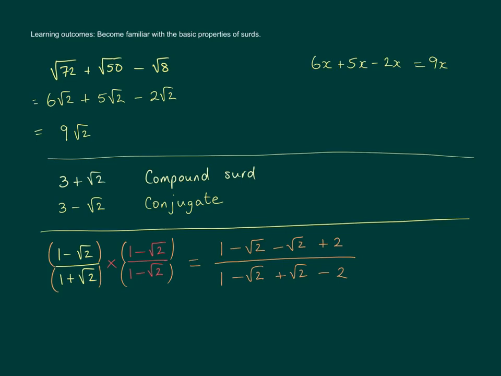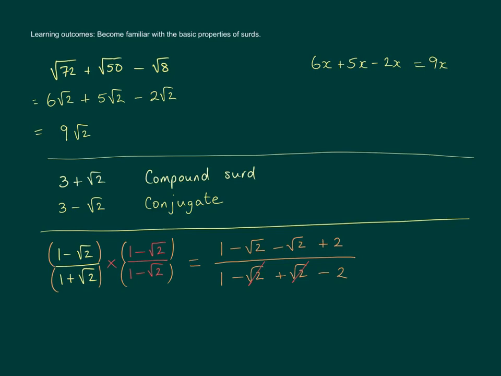So you'll see now the advantage of using this particular technique. On the bottom, you have a minus root 2 and a plus root 2. They disappear, they form 0. So on the bottom, what you're left with is an integer. So you've gotten rid of all surds from the denominator, and that's what this technique does.